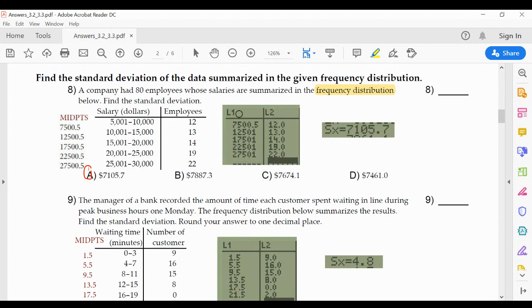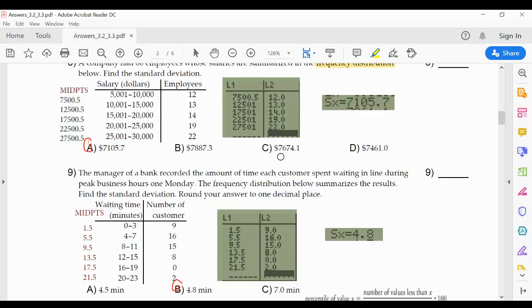All right, so I put my midpoints in L1. I put my frequencies in L2. I go to stat, calculate one variable stat, and there's my standard deviation for this frequency distribution.